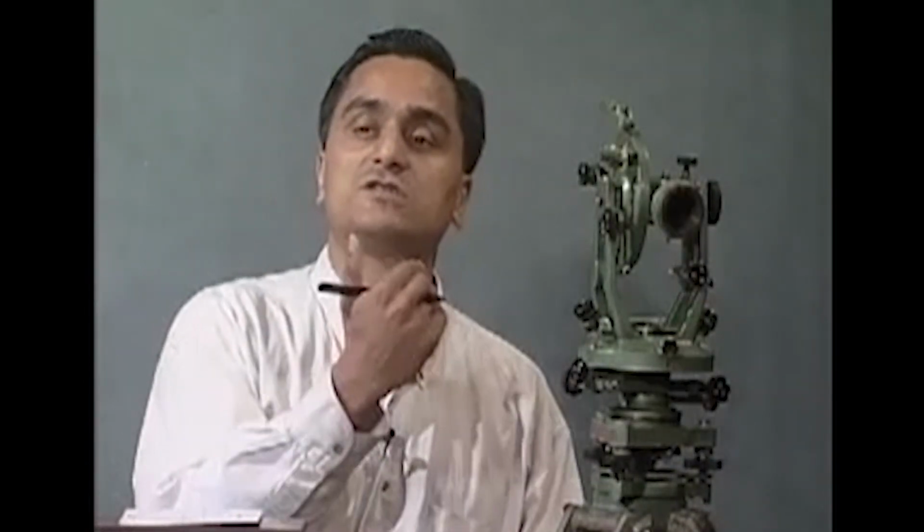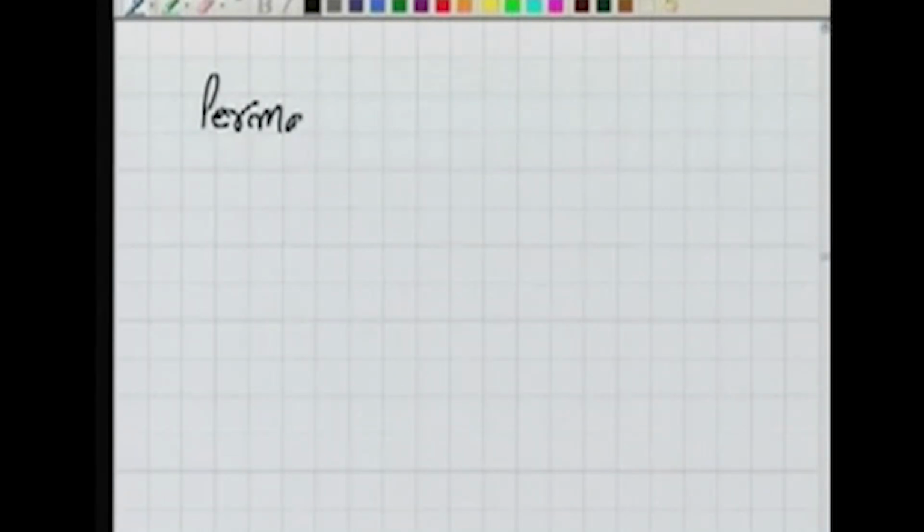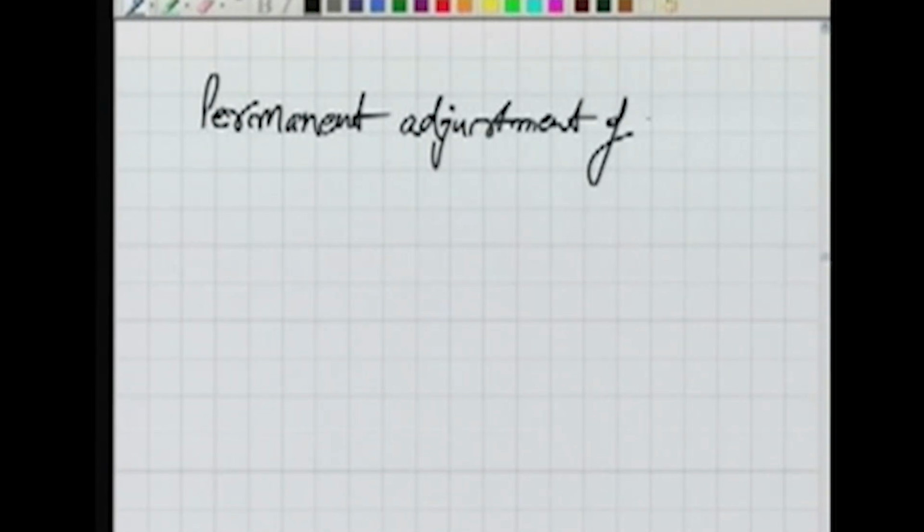Now we are going to see, can we really adjust this also, a permanent adjustment of this in our instrument. If it is so, what is the procedure for this? So the procedure for this permanent adjustment for index error.